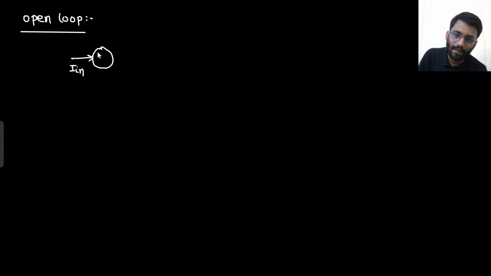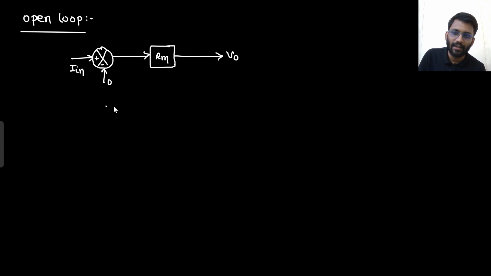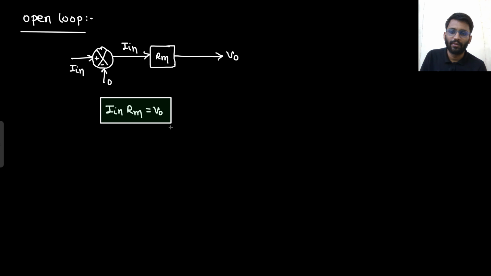There is no feedback coming. The feedback coming is 0. I don't need to think about feedback. Then there is this feedback factor Rm. And then you are having an output. This is your output V naught. So simply I in into Rm is equal to V naught, right? Because there is 0 current coming here. So I in into Rm is equal to V naught. This is the open loop.